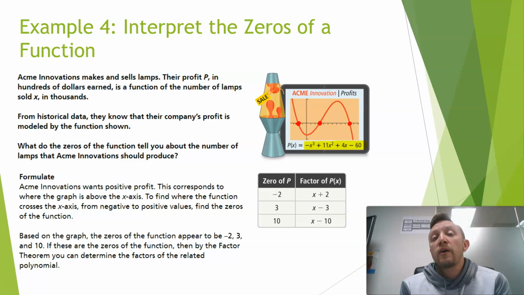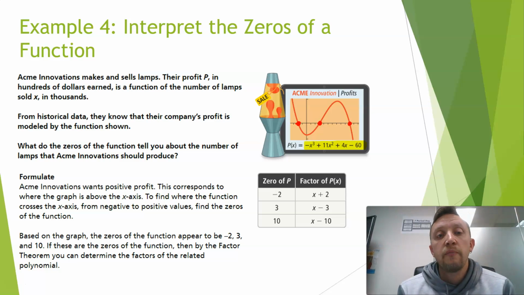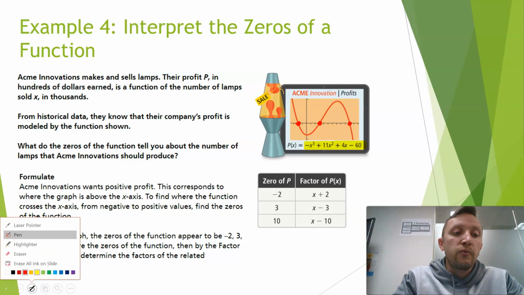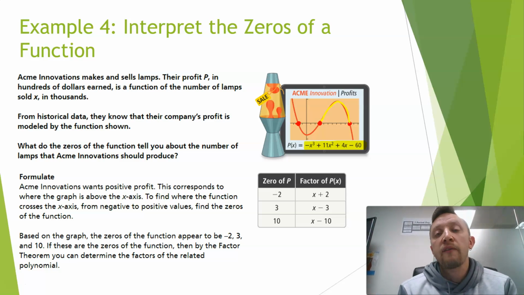The only one that matters is quadrant 1, because that's where the x values are going to be a positive number, and our profit, our y values, are going to be a positive number. So when we look at that graph, we're trying to figure out what the zeros of the function tell you about the number of lamps Acme Innovations should produce. That part of the graph is the only part in quadrant 1 where it's positive. So if they sell between where x is 3 and where x is 10, that number of lamps is going to give us a profit of more than $0.